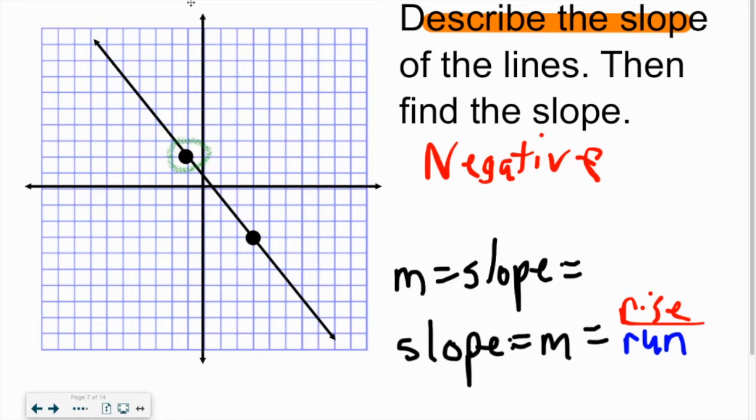We want to rise. Notice this time we're not rising up, we're rising down, so that's very important. Don't forget that, because as we're counting from this spot, we're going to see how much we went down. 1, 2, 3, 4, 5. Because we went down, please make sure that's a negative 5. It's negative because we went down.